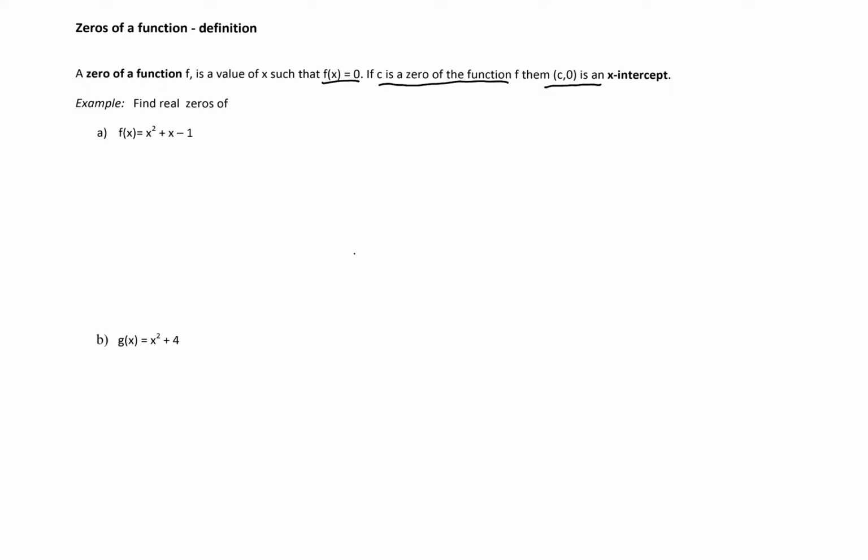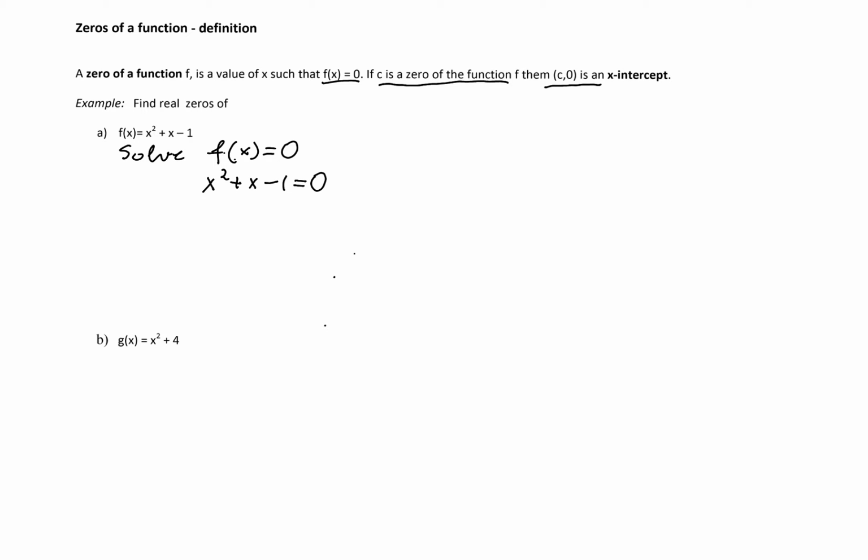In the first one, we want the zeros of the function f of x equals x squared plus x minus 1. To find the zeros, we need to solve the equation f of x equals 0. We are looking for the values of x that make f of x equal 0. This equation translates to x squared plus x minus 1 equals 0. This is a quadratic equation, so we'll use the quadratic formula to solve it.